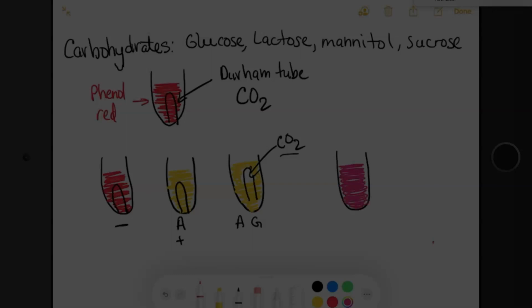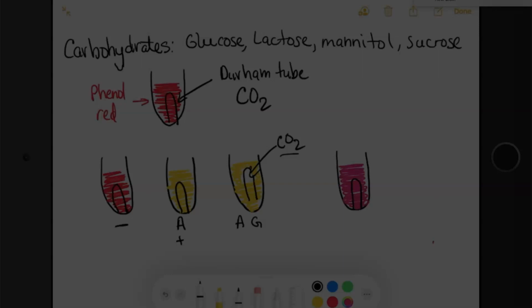Your media turns pink. There's your Durham tube. There is no gas production in your Durham tube, but it's pink. Why is it pink? Well, one thing we know. Another thing we know about phenol red. Well, what do we know?